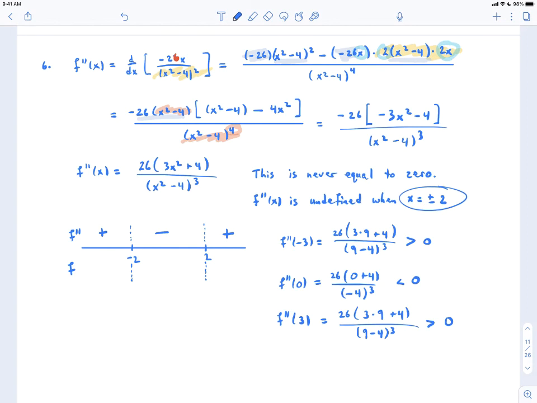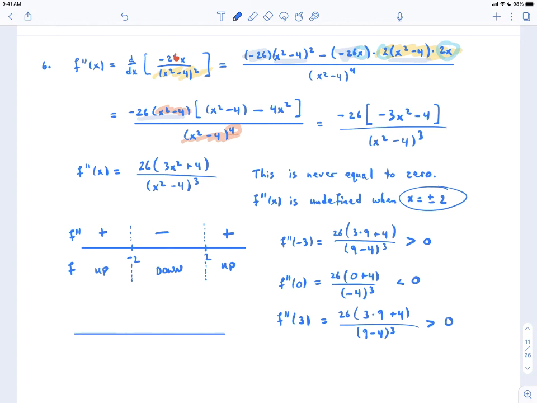So once you've determined the sign of the second derivative, that tells you the concavity. So that tells you that on the leftmost interval, f is concave up. On the middle one, it's concave down. And on the rightmost interval, it's concave up. So we can tell pretty much what the graph is going to look like now.